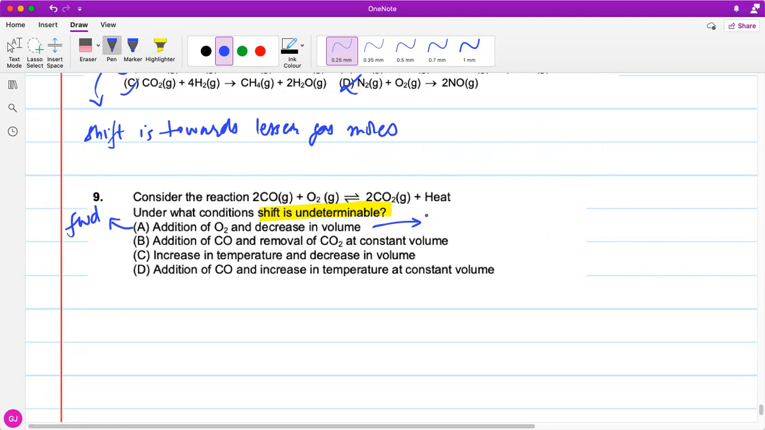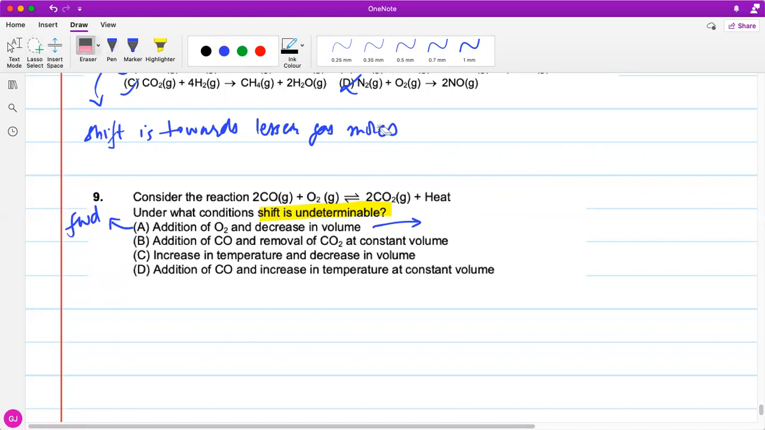towards lesser gaseous moles, right? So this is going to take it in the backward direction. But let me double check numerically also. Here delta Ng is negative, so V will be in numerator, and you are decreasing V.